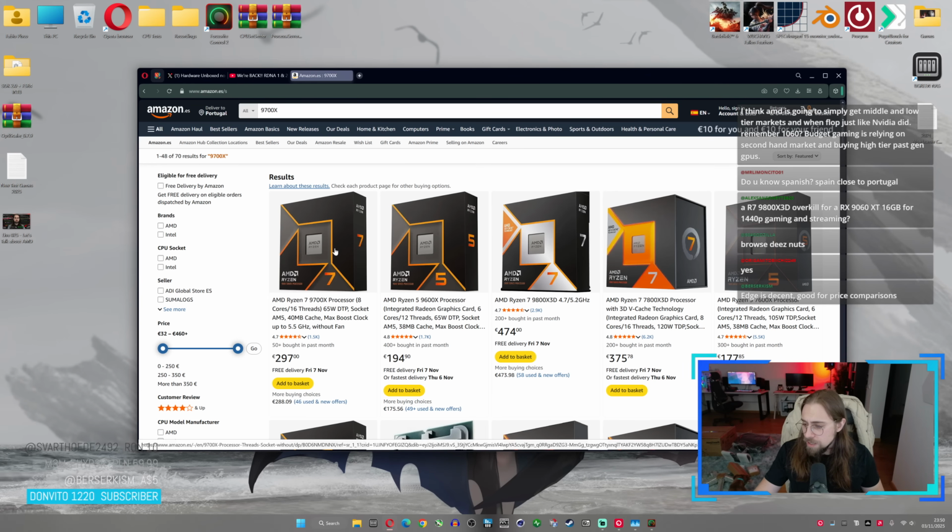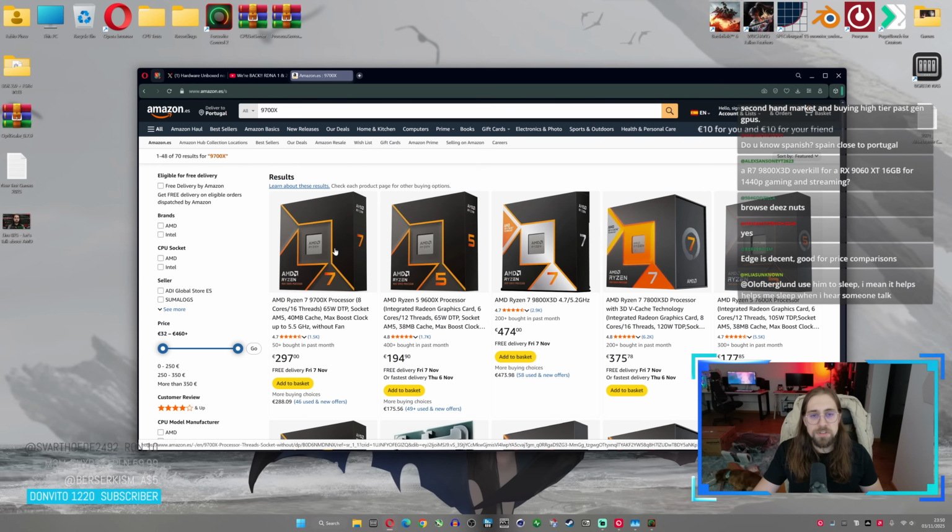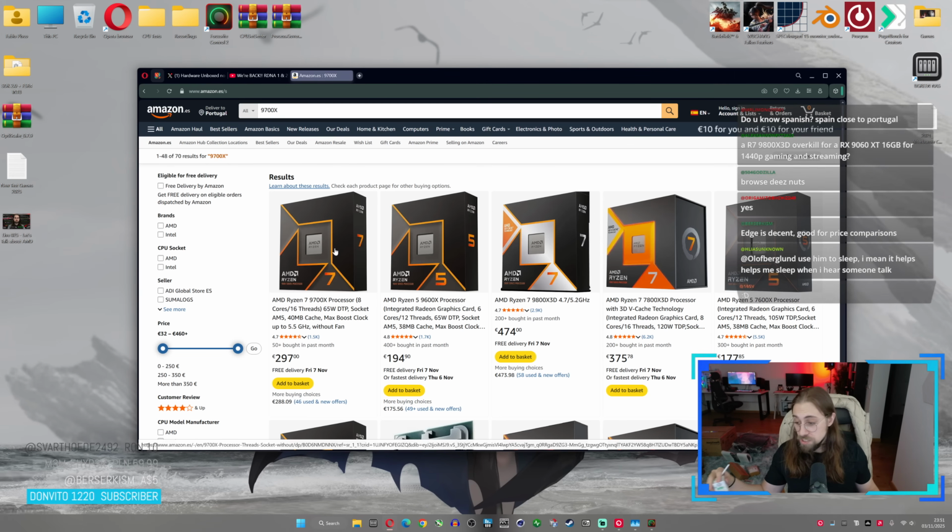So an R7 9800X3D, overkill for an RX 9060 XT, of course it is. The resolution doesn't really matter. The combo is too unbalanced. I mean, it does no harm to have a better CPU, you just don't really need it. Unless you're playing things like Valorant at super low settings, something like that, but usually it isn't really needed. And for streaming you just use the codec of your 9060 XT, which is great.